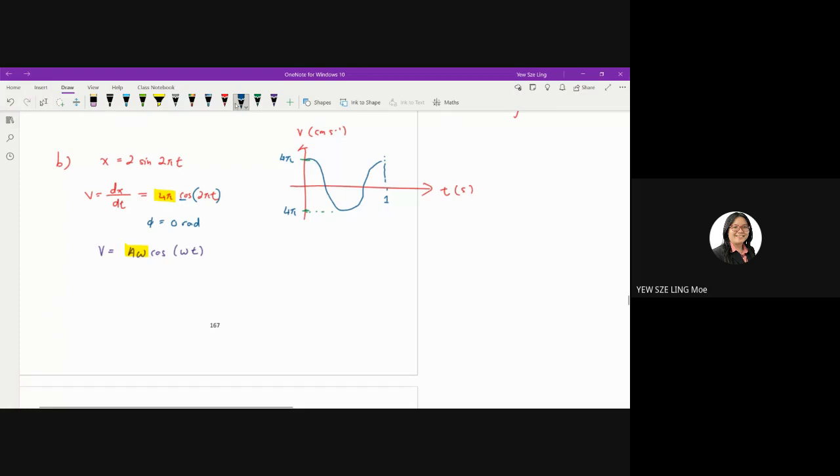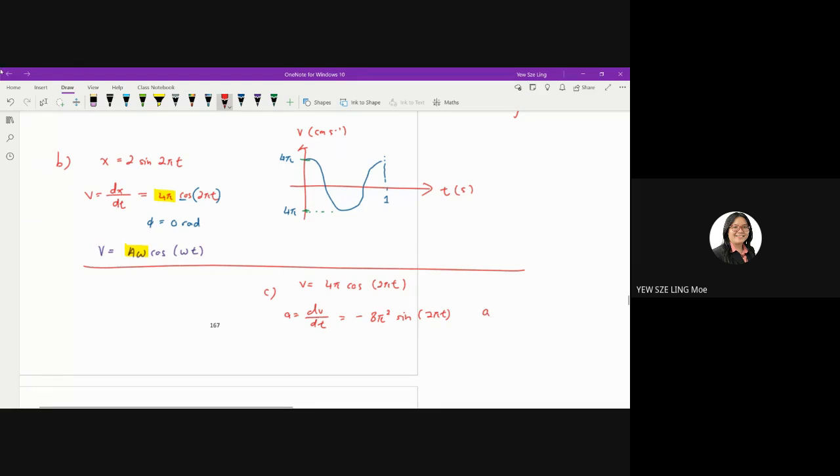Next one would be A against t. I'm going to do it right here. So question C. V is equal to 4 pi cos 2 pi t, and we know A is equal to dV over dt. So you differentiate 4 pi cos omega t, and you're going to obtain negative 8 pi squared sine omega t, which is 2 pi t.